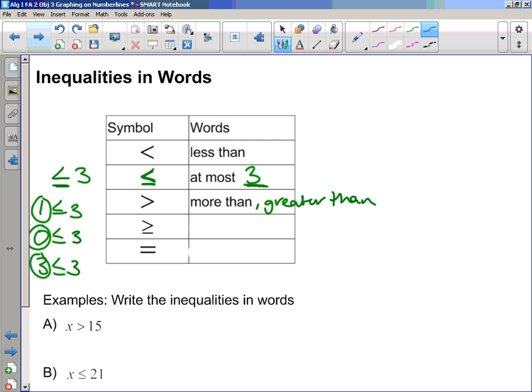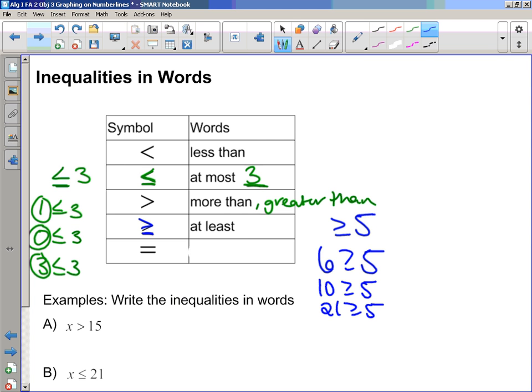When I have greater than or equal to, this also means I can use a different phrase. And this is at least. So in my example here, let's say I want to be greater than or equal to 5. So greater than or equal to 5, these work. 6 is greater than or equal to 5. 10 is greater than or equal to 5. 21 is greater than or equal to 5. There's lots of numbers that are greater than or equal to 5. You could also say 6, 10, and 21 are at least 5. At least also means, though, that I could include 5. So I could say 5 is greater than or equal to 5.